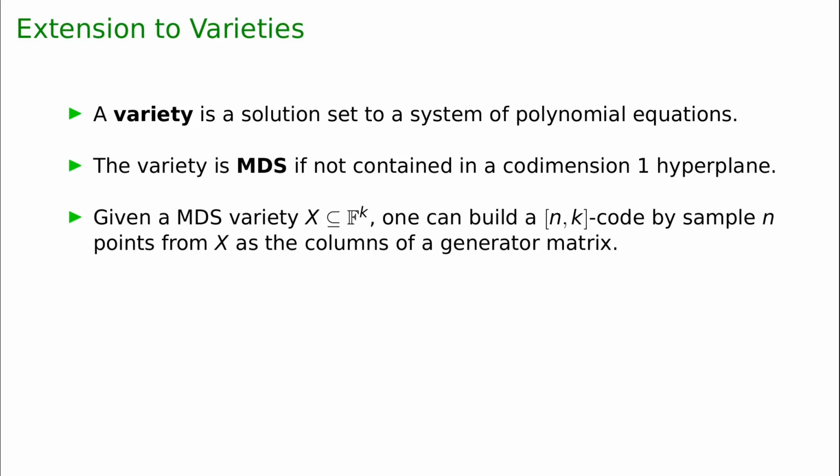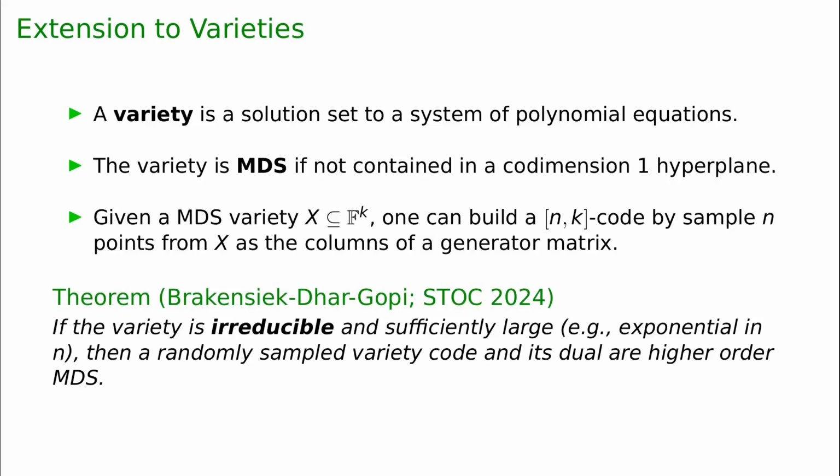From this MDS variety, we can build a code by sampling n points from X as the columns of a generator matrix. In particular, we need the MDS condition so that the rows are linearly independent. What we show is that if the variety is irreducible and sufficiently large, then a randomly sampled variety code and its dual are higher order MDS. Irreducible here means that the variety can't be split up into multiple pieces. This result will be important when discussing AG codes.